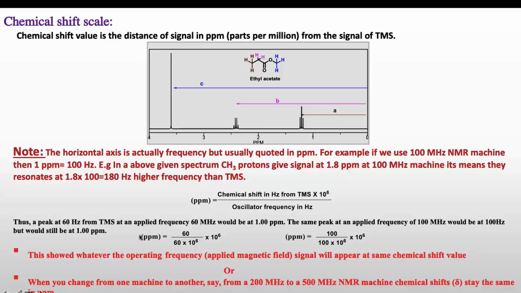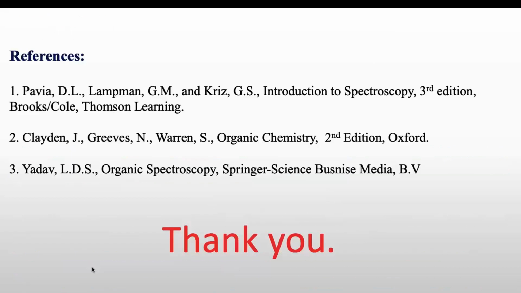Whatever the operating frequency, the distance of our sample protons from the TMS proton will always be the same. So this shows that whatever the operating frequency, the signal will appear at the same chemical shift value. It will never change, whatever your instrument or operating frequency. When you change from one machine to another, let's say from a 200 megahertz to a 500 megahertz NMR machine, the chemical shift value stays the same in ppm. It never changes, whatever the applied field. So thank you very much and have a very nice day.